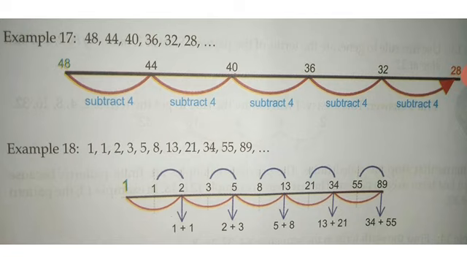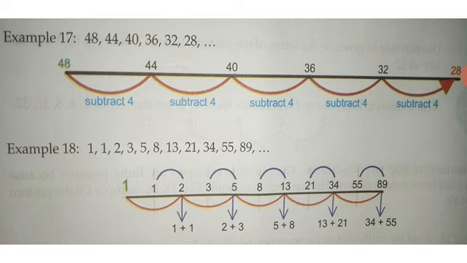So we have another example here. In this type of example, we use subtraction for the pattern. Again, it is an infinite pattern since there are three ellipses here. So 48 subtract 4 is 44, 44 subtract 4 is 40, 40 subtract 4 is 36, 36 subtract 4 is 32, 32 subtract 4 is 28. So that's how you can get the next term of this pattern.